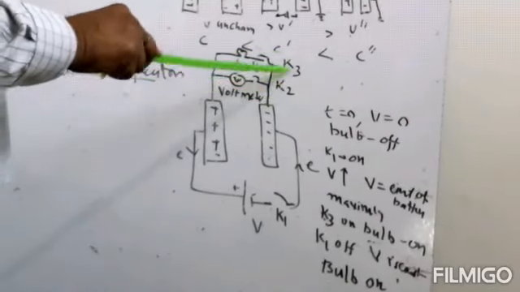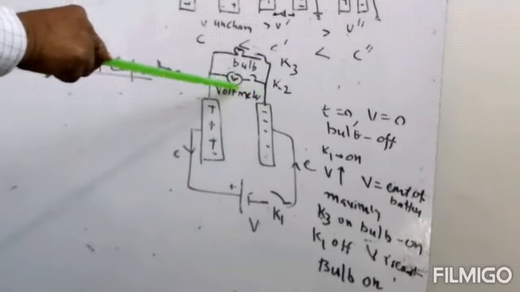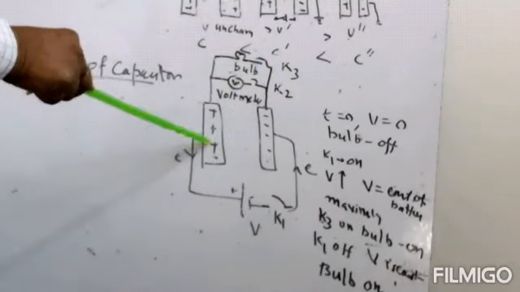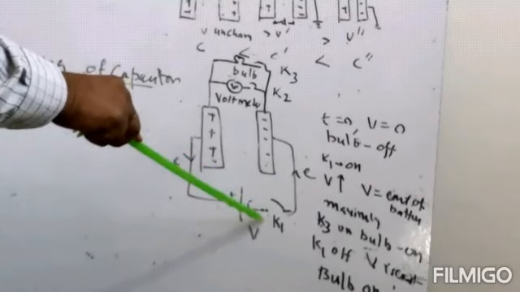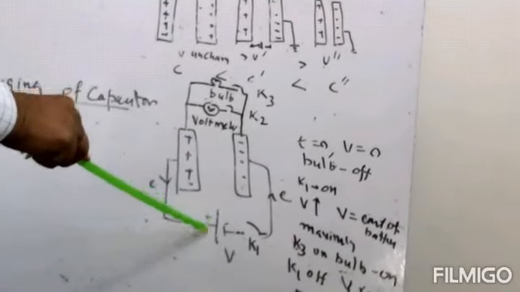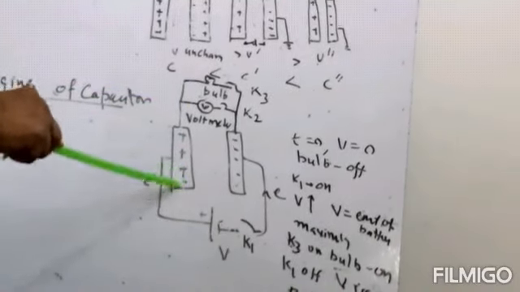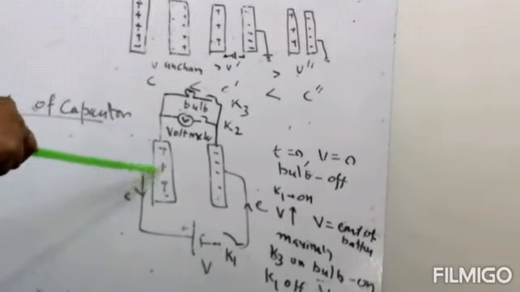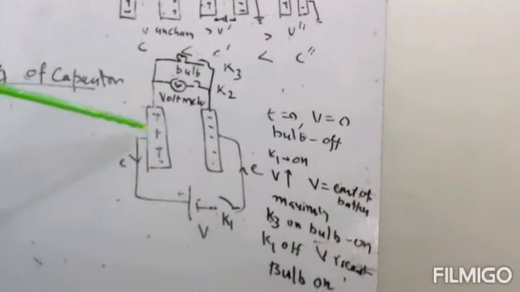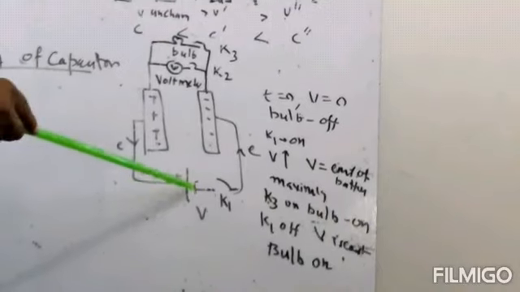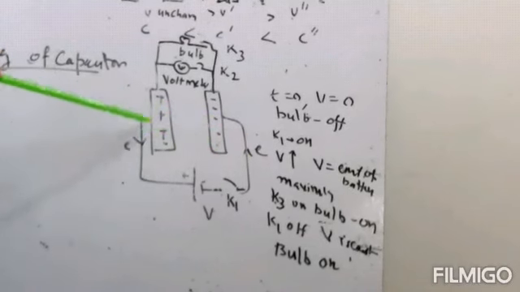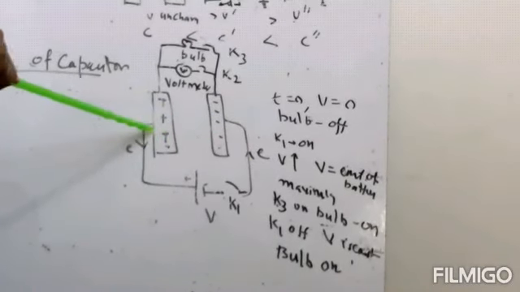If we do not press this key, the voltage will be equal to 0 and the bulb will not glow. Now if we press this tap key, what will happen? This is positive, and it is a conductor. In a conductor there are free electrons. The free electrons will move from this plate towards the positive of the battery, and they will pass to the second plate. So the charge of this plate will be positive.